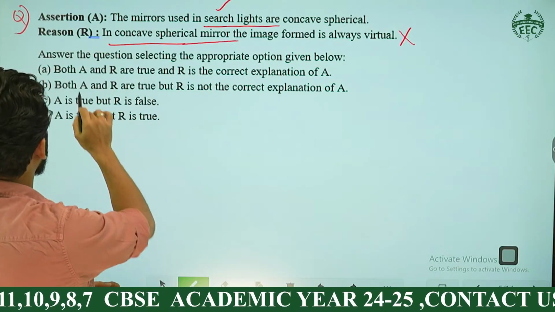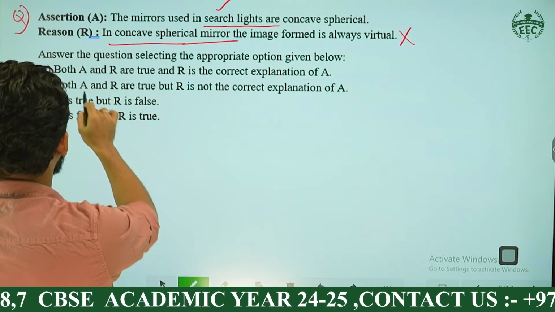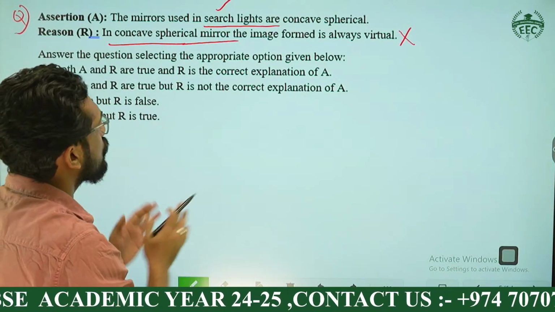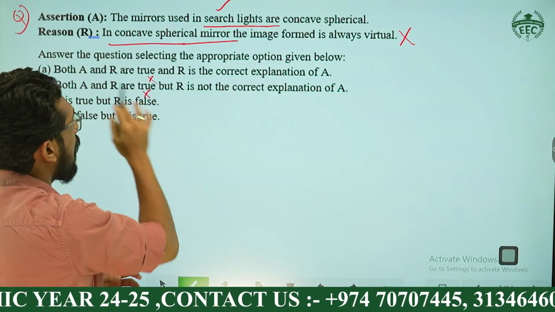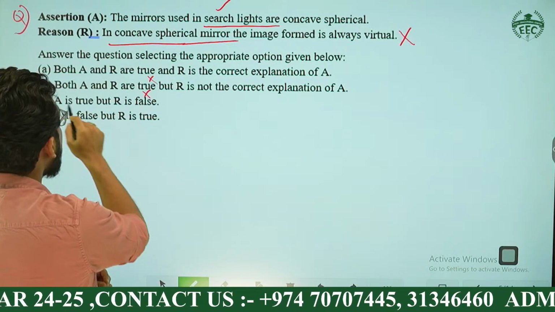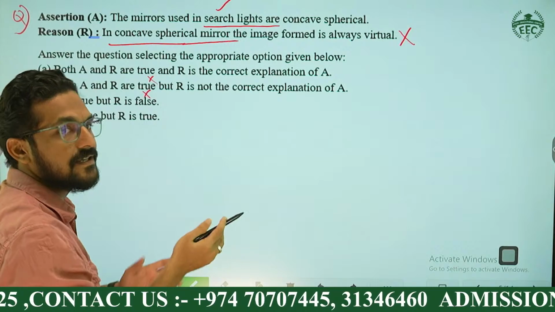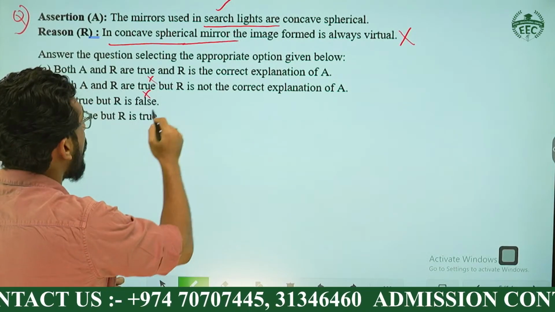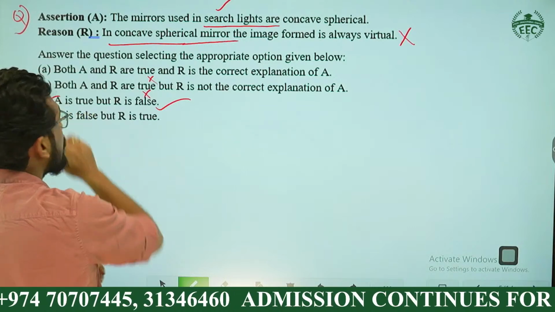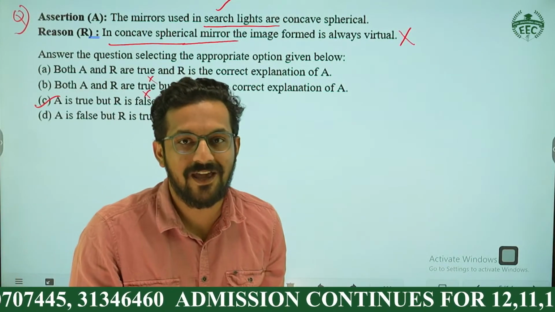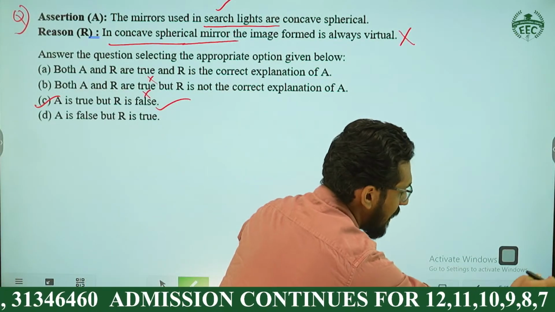The first option, both A and R are true. No, that's not it. A is true, but R is false. Isn't it the right one? A is true, but R is false. That's the correct one. So you can put C as the correct answer. Okay? I will give you the next slide.